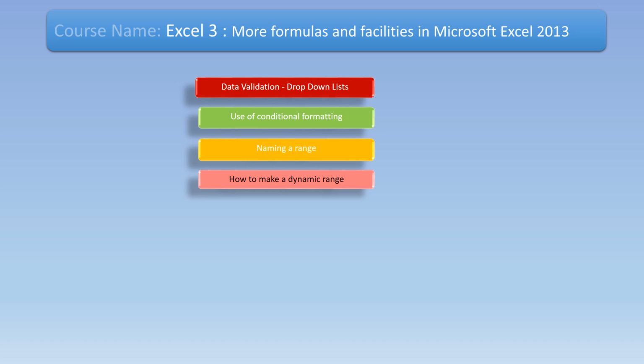Now the Excel courses should be done in order, particularly do Excel number 1 first because that lays some of the groundwork to all the other courses. Excel 3 contains how to do drop-down lists in the data validation section, how to create conditional formatting, naming ranges of cells, and how to make that range dynamic.